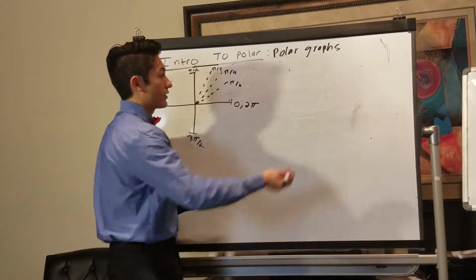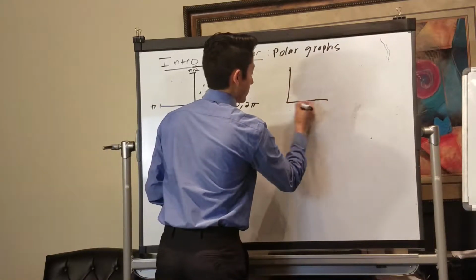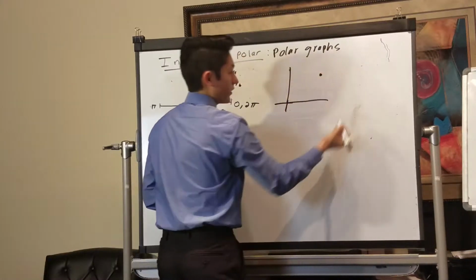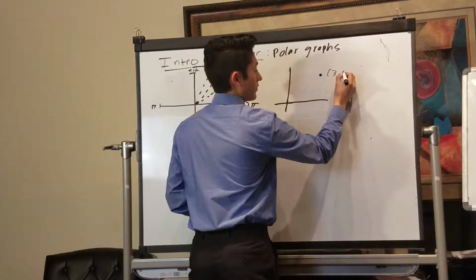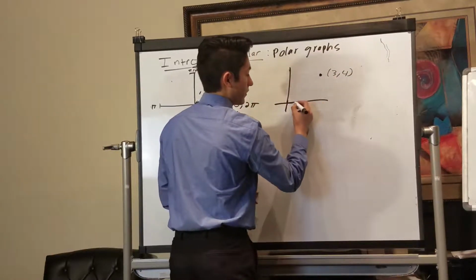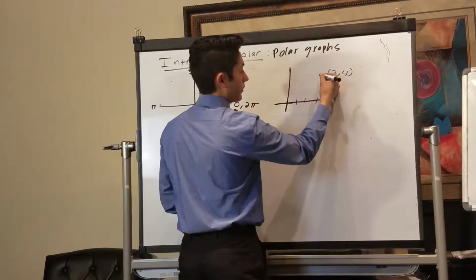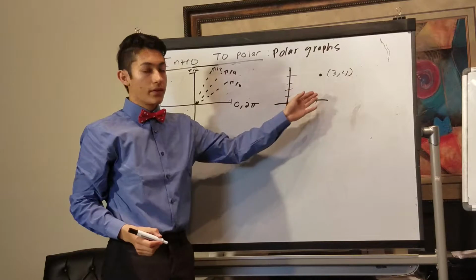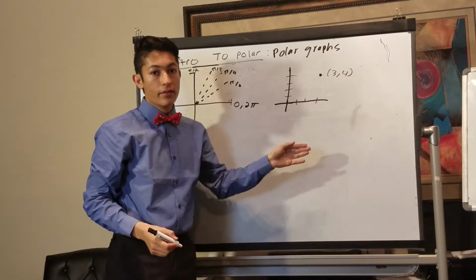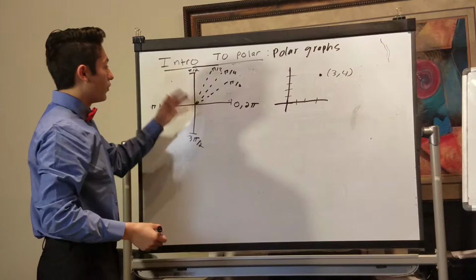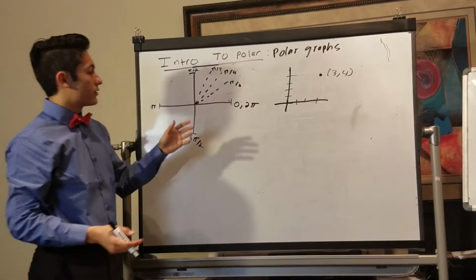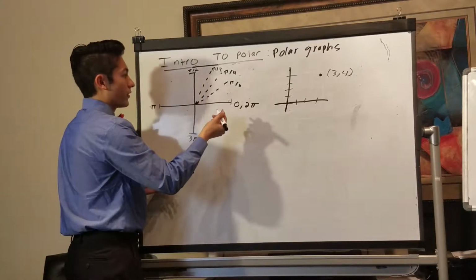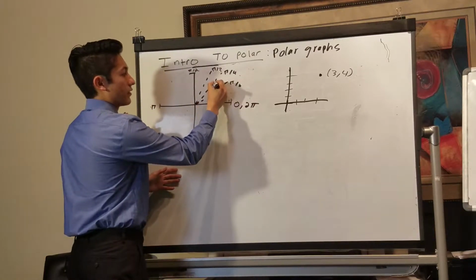Because unlike the rectangular coordinates that we are very familiar with, finding a point and simply looking at where it's located, 3 to the right and 4 upwards, instead of simply looking left, right, up, and down on where a point is, polar in radians has rotation.